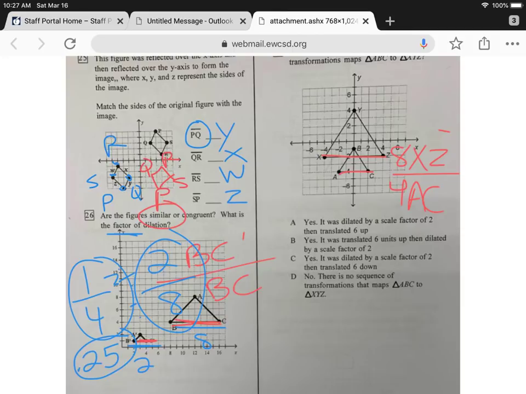Oh, interesting. It's asking the different parts. Yes, it was translated 6 units up, then dilated by scale factor 2. Yes, it was dilated. I'm reading the answers here. Let's see. No, there is no sequence of transformations from A to B, C. Okay, so now it's asking about did it move up?